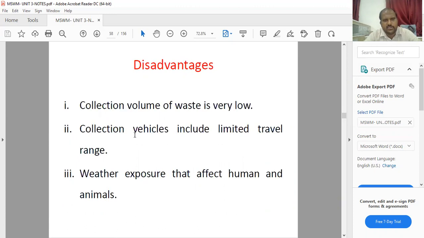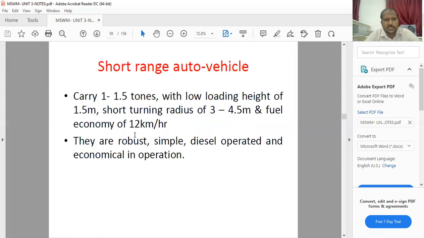The disadvantages of these vehicles: the collection volume of waste is very low, they have a limited travel range, and weather exposure affects the humans and animals. Short range auto vehicles carry 1 to 1.5 tons with a low loading height of 1.5 meter and a short turning radius of 3 to 4.5 meter. Fuel economy is 12 km per hour. They are robust, simple, diesel operated, and economical in operation.